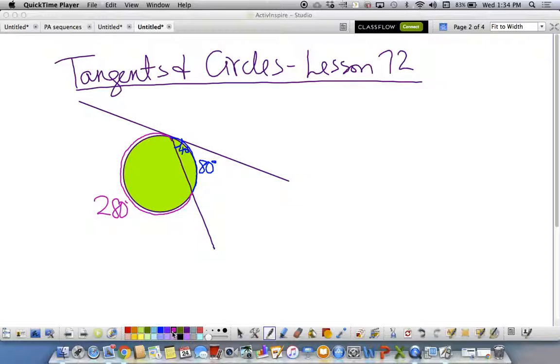And then you can find the angle. How did you know that was 280 degrees? Subtracted 80 from 360. You subtracted 80 degrees, which this was here, from 360. Why did you subtract it from 360? 360 degrees in a circle.